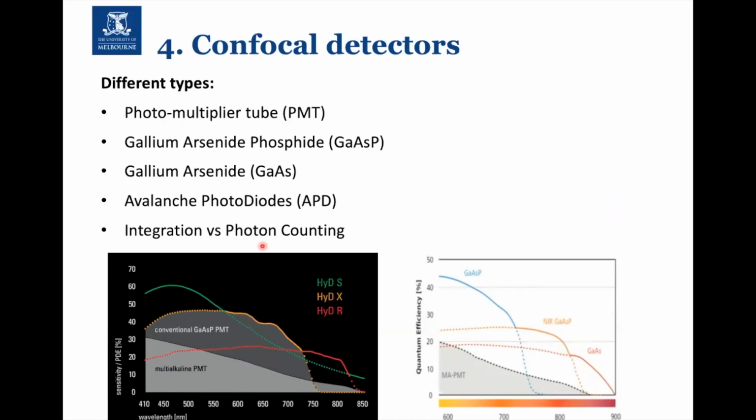A lot of the detectors now can also undergo something called single photon counting, so they can essentially detect when a single photon hits your detector. This is very useful for things like live cell imaging, or in samples that are very faint or very prone to photobleaching.